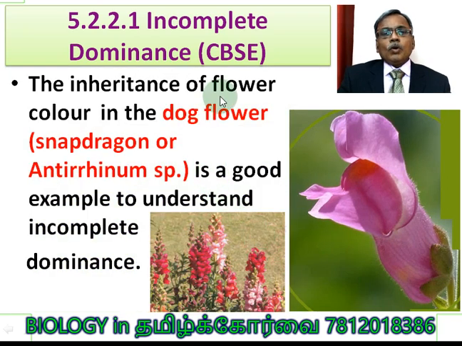The inheritance of flower color in dog flower. The dog flower, snapdragon or Antirrhinum, is the example given in the CBSE book. It is a good example to understand incomplete dominance. Here you could see the red color and white color flower and also the pink color flower.